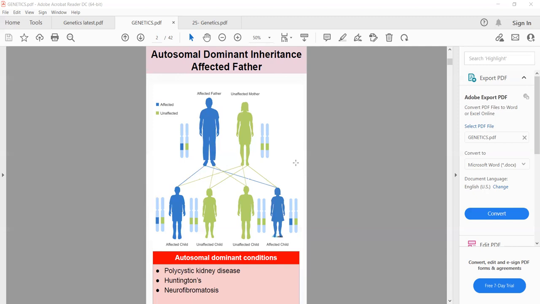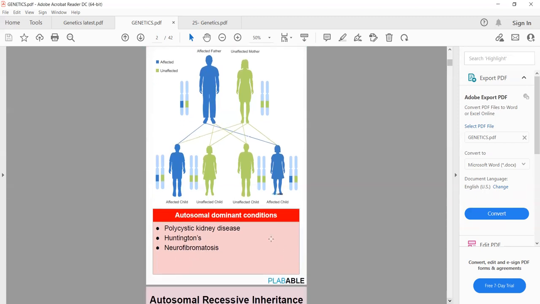So from this discussion, we can conclude that one defective gene is required to cause a dominant disease. If a parent is affected with an autosomal dominant disease, then 50% of children will be affected and 50% will be unaffected. And there will be no carrier state in autosomal dominant inheritance. Examples of autosomal dominant conditions that are commonly asked in PLAB 1 are polycystic kidney disease, Huntington's disease, and neurofibromatosis. These three diseases have an autosomal dominant inheritance.